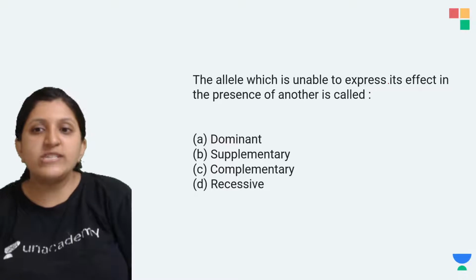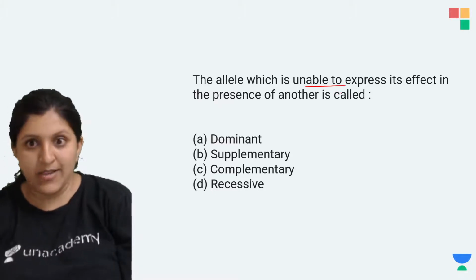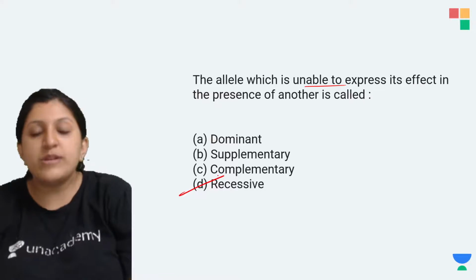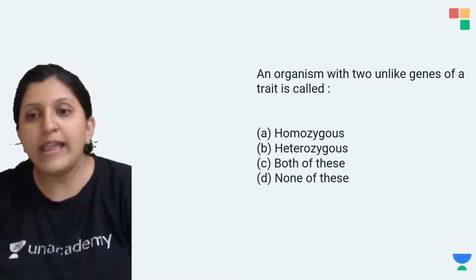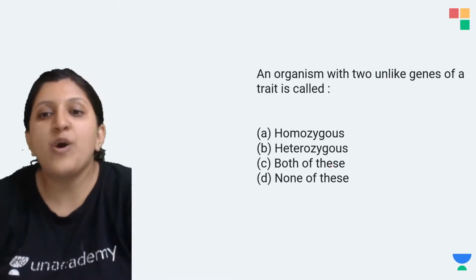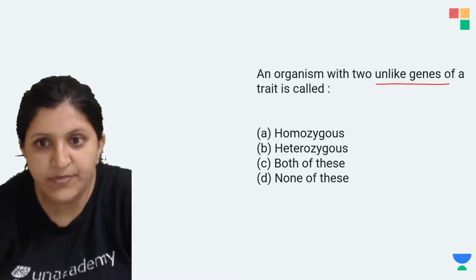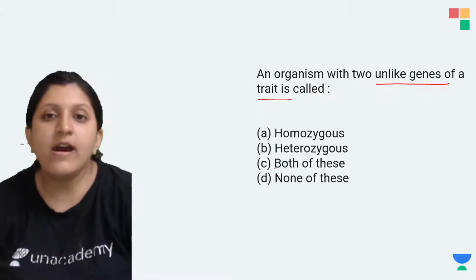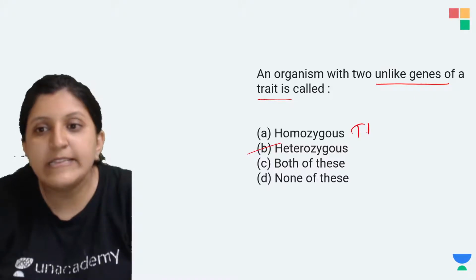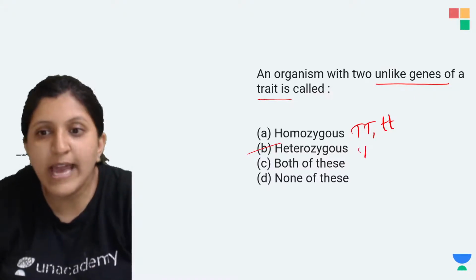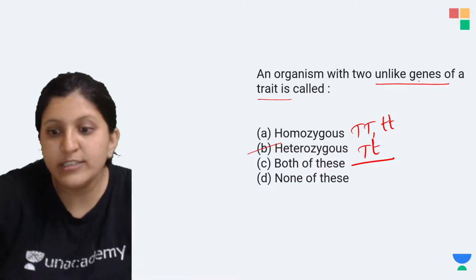The allele which is unable to express its effect in the presence of another is a recessive allele. Next, an organism with two unlike genes of a trait. When we mention two unlike genes of a trait, whether it is homozygous or heterozygous, or none of these, an organism with two unlike genes of a trait is called heterozygous, because this is not the same. Homozygous means this will be the same. Here you can see that one is different, the other one is different. So the organism with two unlike genes, that we call heterozygous.